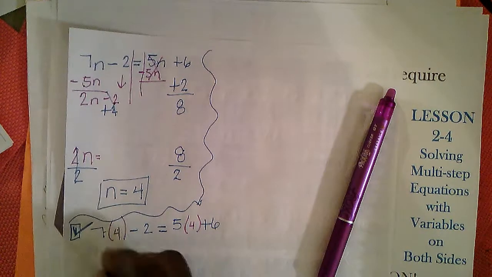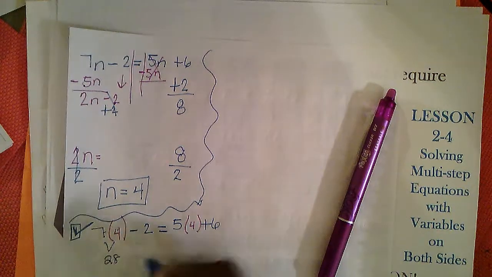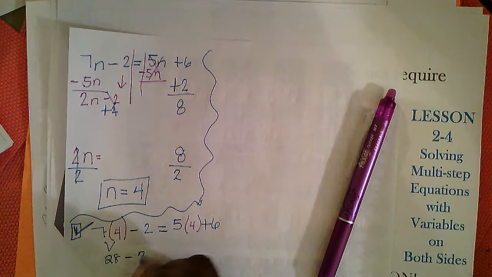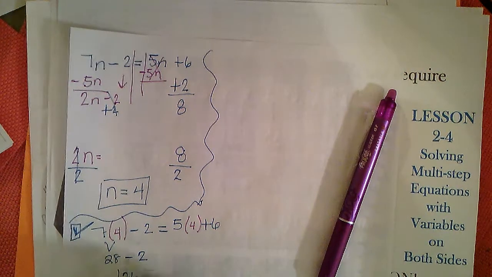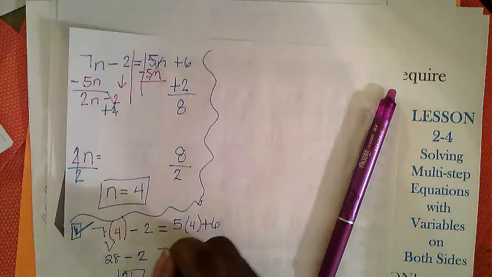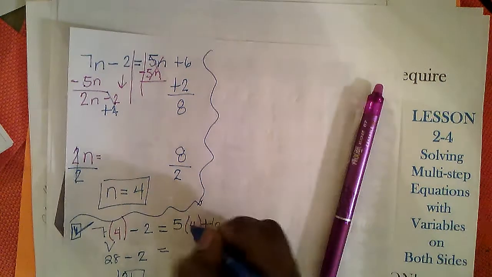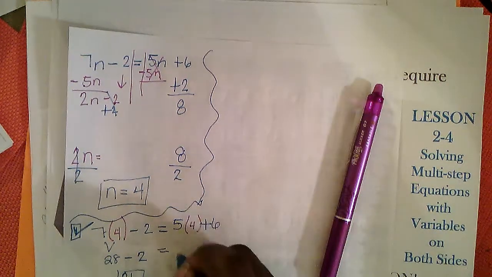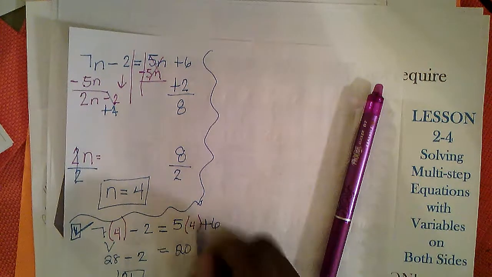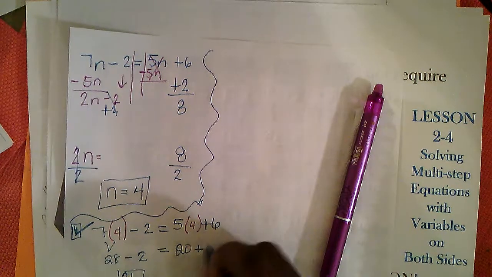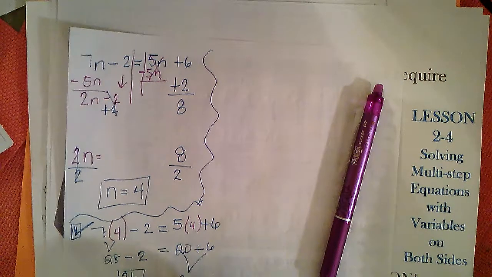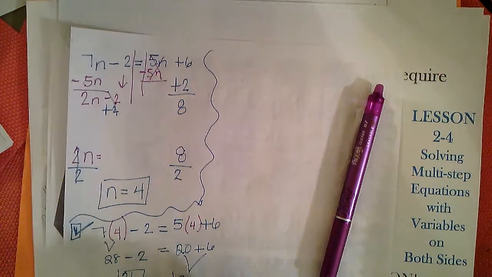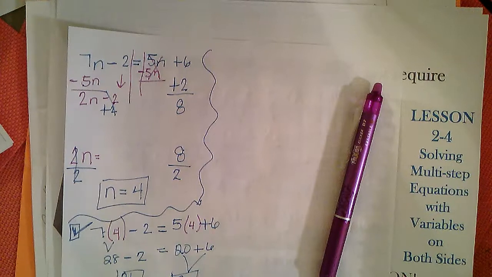7 times 4 is 28. 28 minus 2 gives you 26. 5 times 4 is 20. Plus 6. 20 plus 6 is 26. So our solution was correct. And that's how you check your answer.